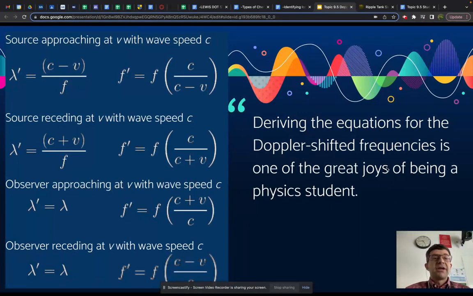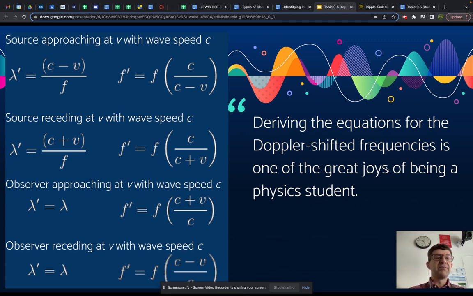When you take a look at the equations that are associated with the Doppler effect, initially it feels quite overwhelming. Deriving these equations is really one of the great joys of being a physics student, and I'm going to give you some hints as to how to do it, even though I'm not going to show them to you directly.